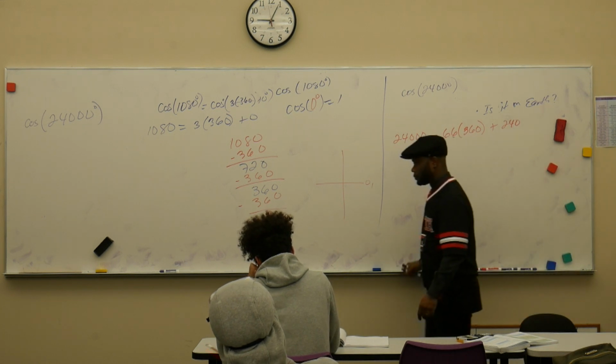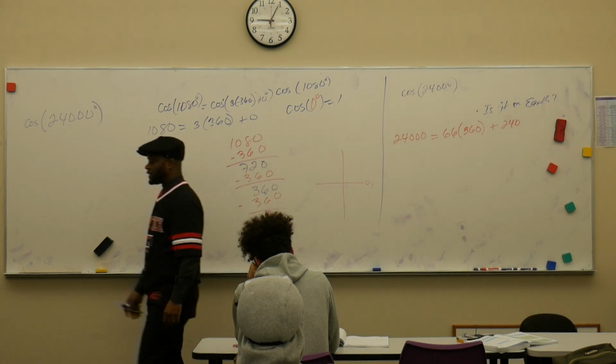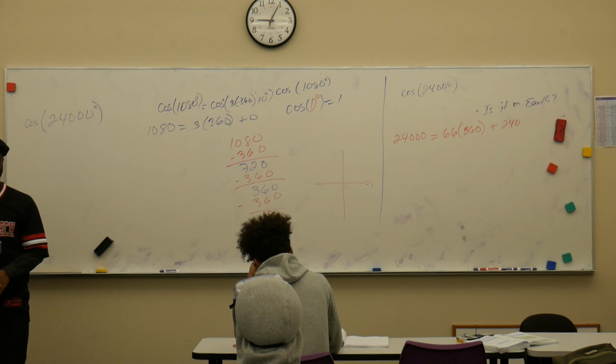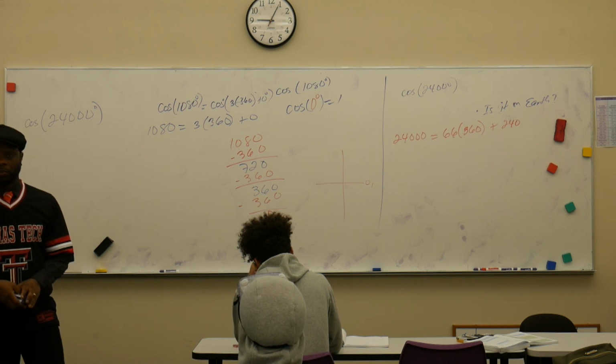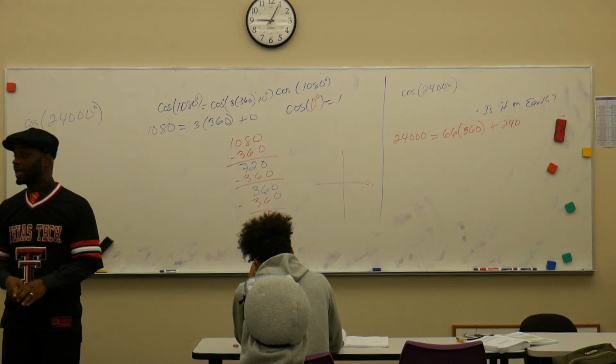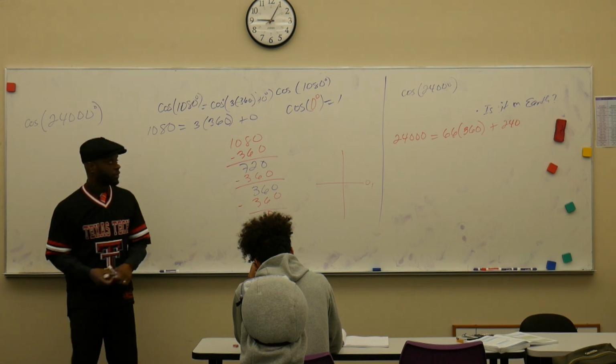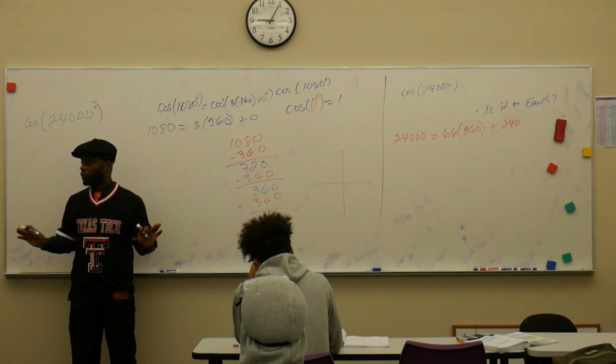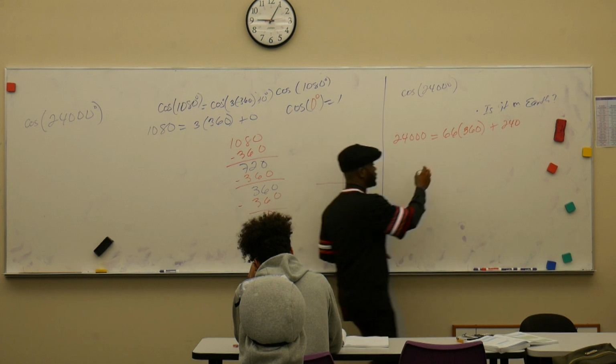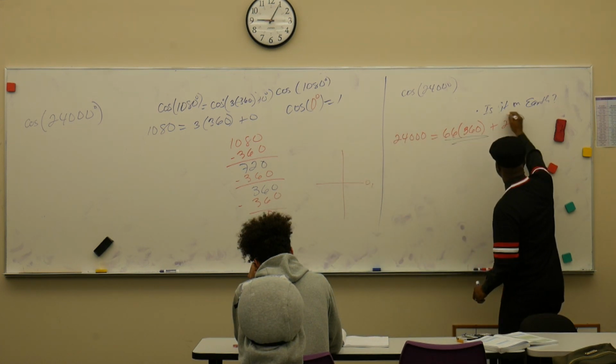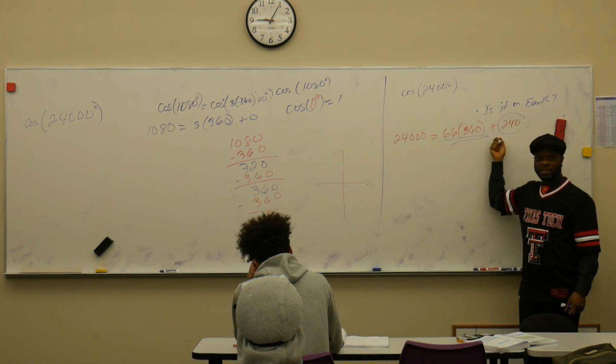Dang. 66 rotations. 66 complete rotations. If I take that out, I get left with 240 degrees. Now, I'm only concerned with my leftover. I am not concerned about these complete rotations. Here is what I care about. Now, is that on Earth?